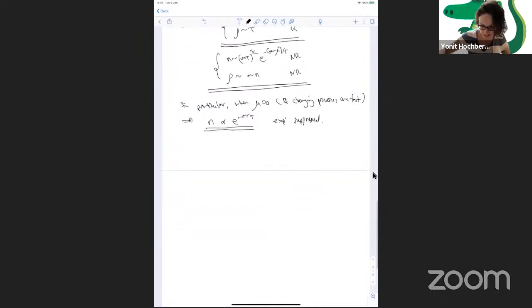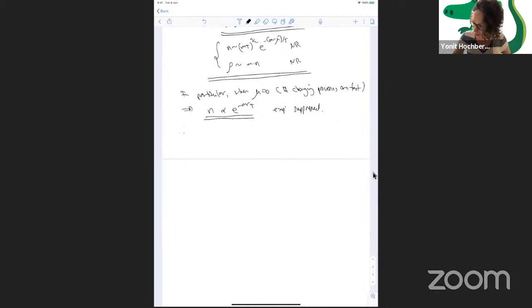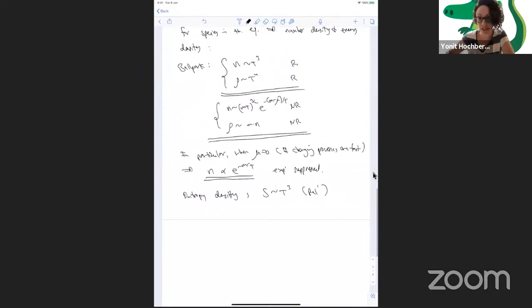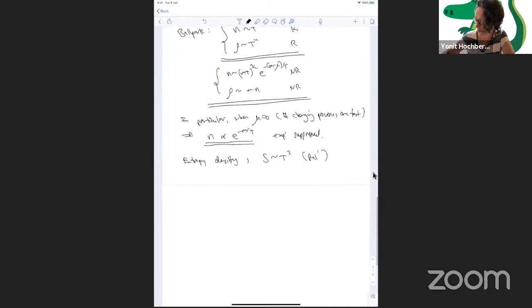And the last little bit that we need here is, of course, also entropy density. So entropy density, which is denoted by s, goes like temperature cubed. Okay, and the entropy density in the universe is governed by the relativistic species that contribute to it. So these are the types of scalings that we're going to need for number densities, energy density, and for entropy density.